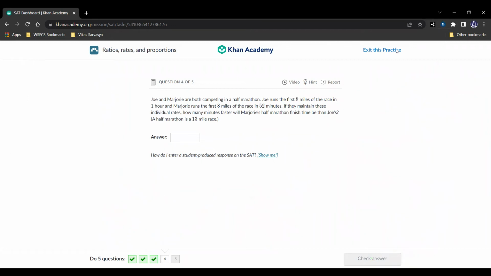All right, question number 4. Here it is. Joe and Marjorie are both competing in a half marathon. Joe runs the first 8 miles of the race in 1 hour, and Marjorie runs the first 8 miles of the race in 52 minutes. If they maintain these individual rates, how many minutes faster will Marjorie's half marathon finish time be than Joe's? The half marathon is an 18-mile race.